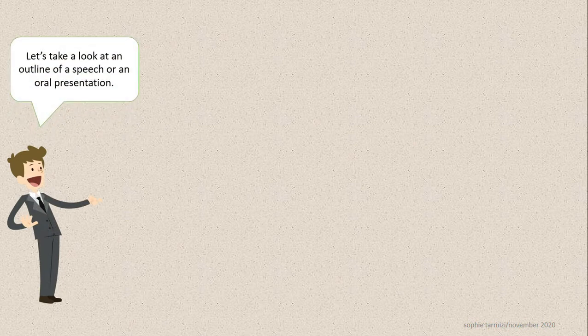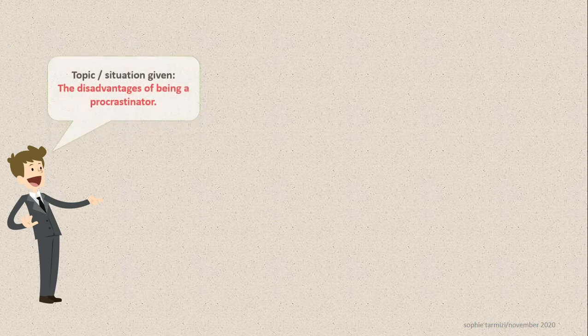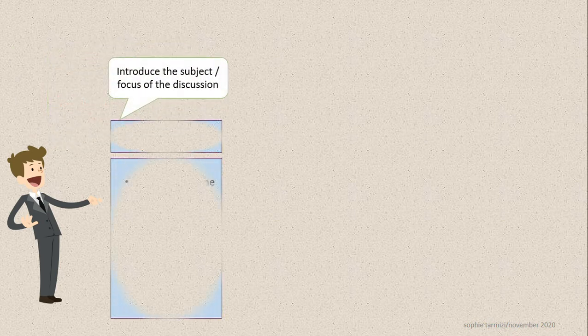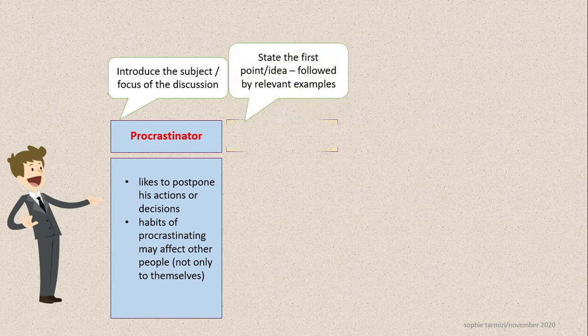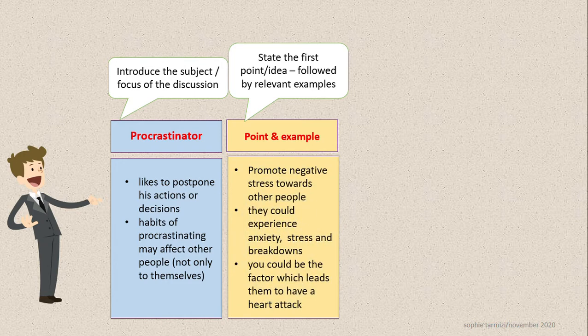Let's take a look at an outline of a speech or oral presentation. So the topic is the disadvantages of being a procrastinator. So we have to introduce the subject or the focus, procrastinator. So procrastinator likes to postpone his action. Habits of procrastinating may affect other people. So the first idea would be promote negative stress towards other people.